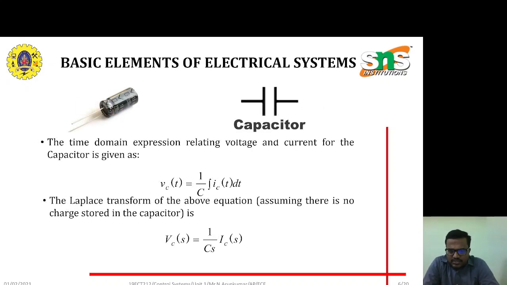Likewise, the capacitor is also calculated. These are some fundamentals while writing electrical systems. Vc of t, the voltage across the capacitor, equals 1 by C, because it's a capacitor. Whenever we consider a capacitor, we have to write the integration part, because it's a fundamental property of the capacitor in electrical systems. So 1 by C integration of i_C of t dt. After considering the Laplace transformation, the above equation can be rewritten as 1 by Cs into I_C of s.